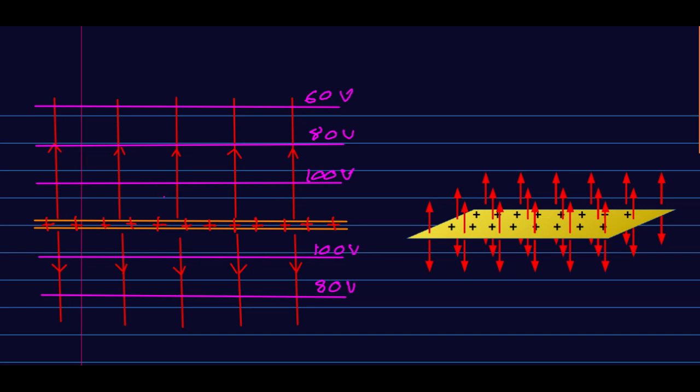However, note that this is a two-dimensional picture. Fields and the things producing them are generally three-dimensional. And so here's an attempt at a three-dimensional drawing of a plane of charge, and the equipotential curves, or lines, are not curves or lines at all. They are, in fact, surfaces, which would be planes parallel to the plane of charge.